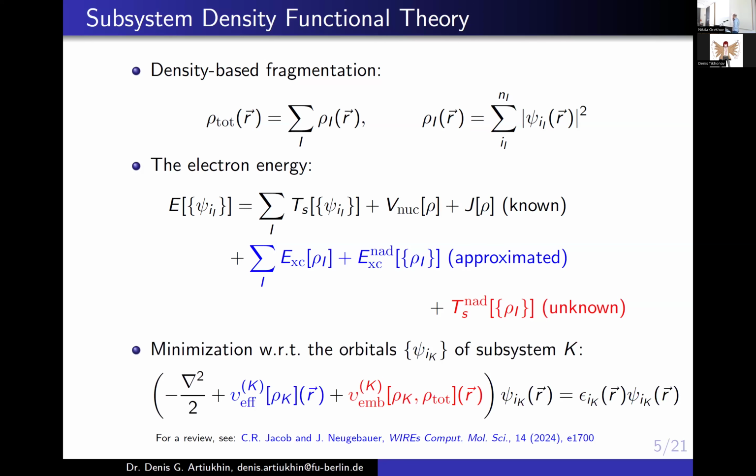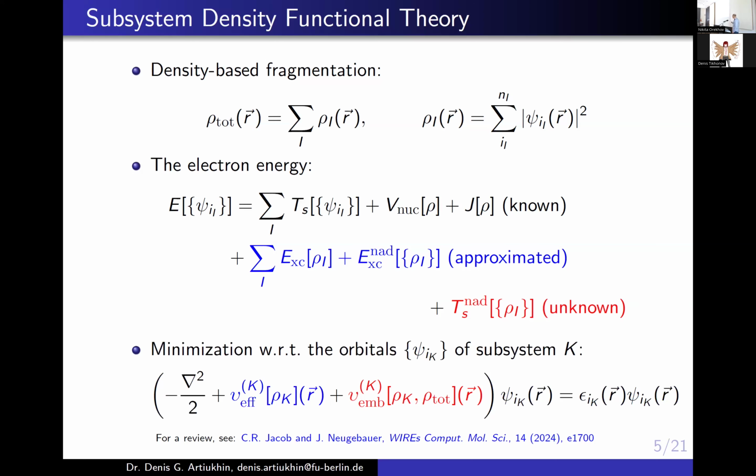For now, let's just think what to do next. The next step is usually minimization of the energy expression with respect to molecular orbitals. But in this subsystem framework, I'm not minimizing with respect to everything. I'm just picking one specific subsystem. I call it active. I assign it some index, let's say index K. And then I'm saying I'm minimizing the energy expression only with respect to molecular orbitals which belong to this subsystem K, to my active subsystem.